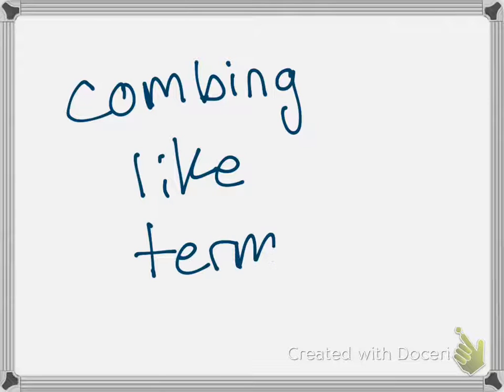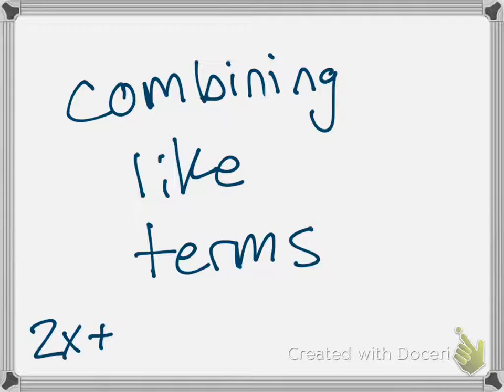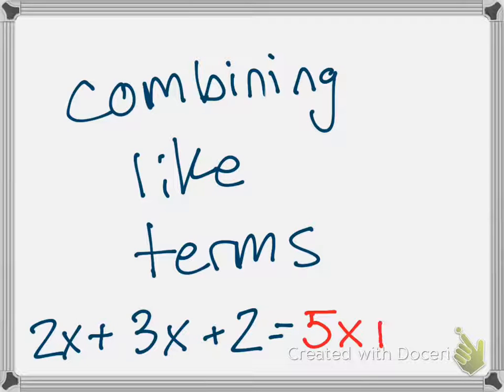Like terms are terms that look the same. So these are both numerical terms. Do they have any variables with them? No, there's no variables. What if I had this term, 2x plus 3x plus 2? Who do you think can give me the answer? 2x plus 3x plus 2. Who do you think can tell me, Hannah? 5x plus 2. Do we have any other ideas?